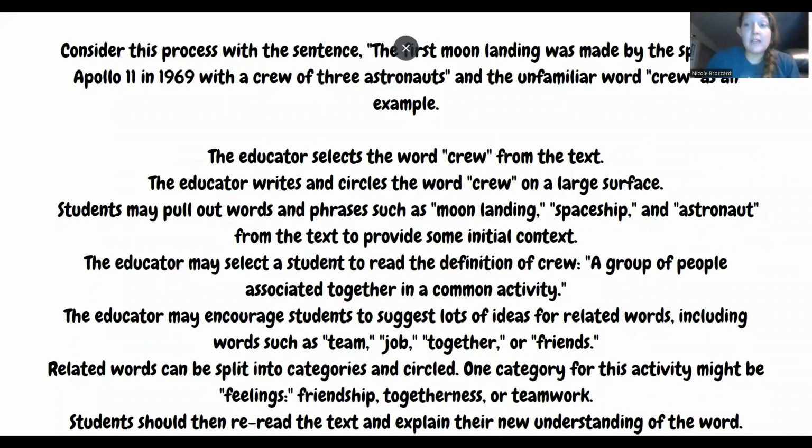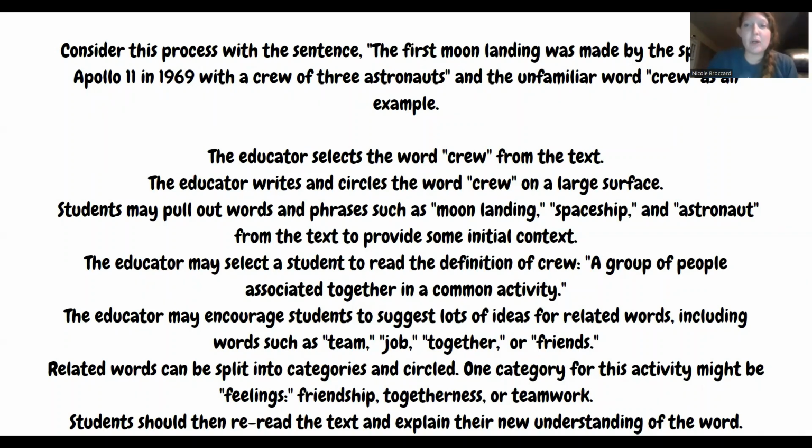For example, if the unfamiliar word was crew, then consider this process. The teacher could go back and find the word crew within the text and read that sentence for students to find context clues that will help them identify what the word's meaning is. Consider this process with the sentence: The first moon landing was made by the spaceship Apollo 11 in 1969 with a crew of 3 astronauts.